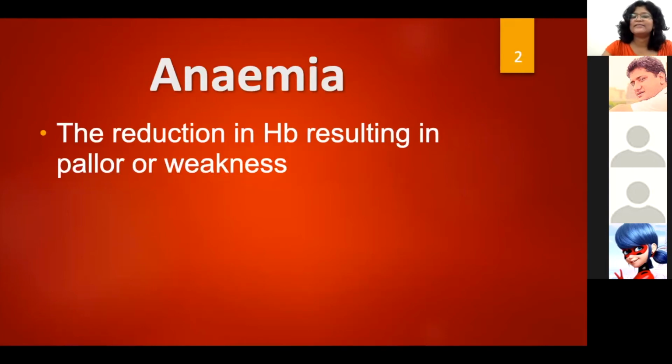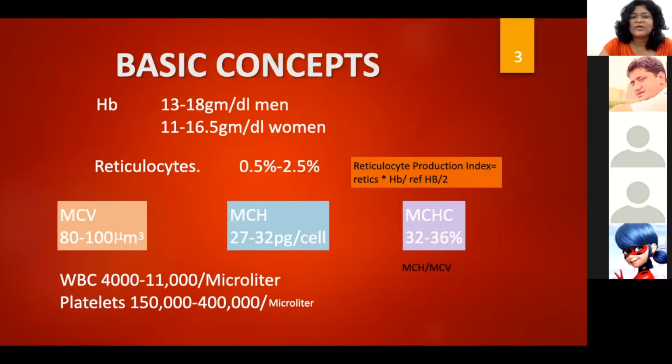So anemia is the reduction in hemoglobin resulting in pallor or weakness. The basic concepts we need to understand are: hemoglobin normal in women is 11 to 16.5 grams percent, and in men it's 13 to 18 grams percent. The reticulocyte count is 0.5% to 2.5%.